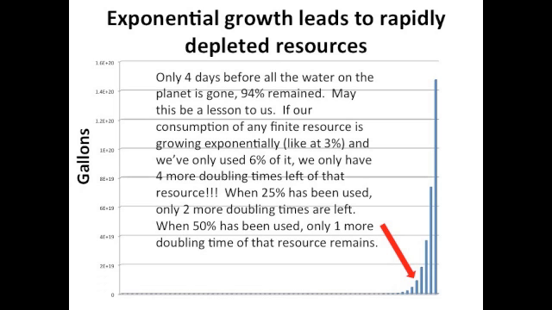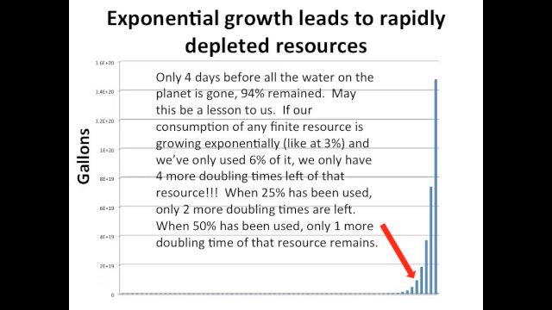If our consumption of any finite resource is growing exponentially, like at 3% per year, and we've only used 6% of it, we only have 4 more doubling times left of that resource. When 25% has been used, only 2 more doubling times are left, and when half has been used, only 1 more doubling time of that resource remains.